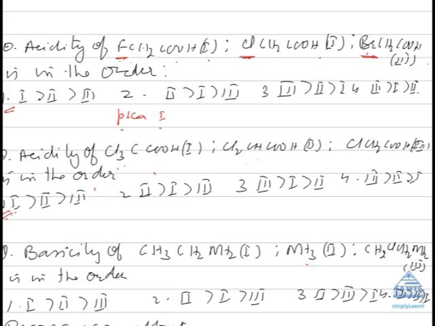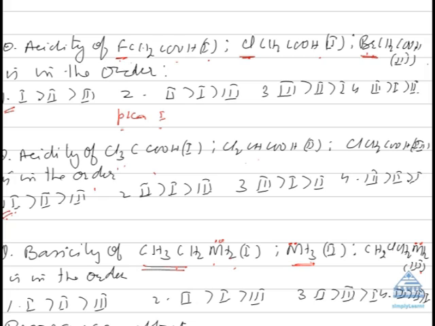Dear students, ammonia is basic due to presence of lone pair of electrons. In all the three cases, nitrogen has a lone pair of electrons. But in the first case, alkyl group is there. Alkyl group has plus inductive effect, so it will increase the electron density on nitrogen. Hence the basic character will be more as compared to ammonia.